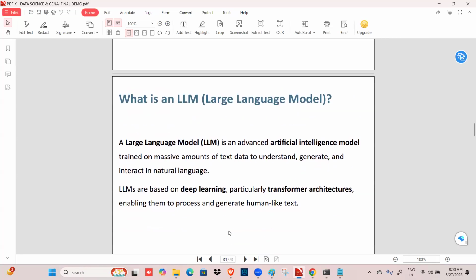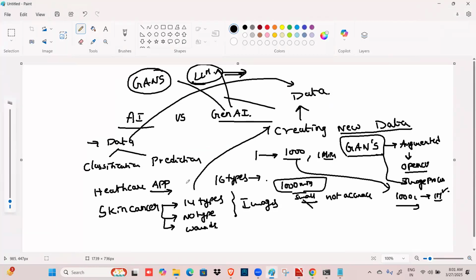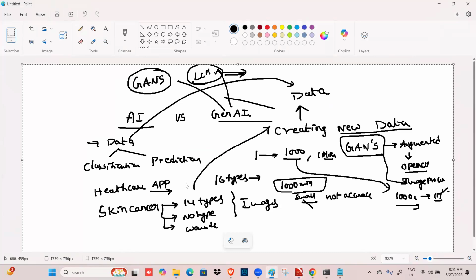And what is an LLM? LLM is a large language model, and it is one of the AI models, trained on massive amounts of text data to understand, generate, and interact with natural language. LLMs are based on deep learning, particularly transformer architecture, enabling them to process and generate human-like text. So what is the need for designing these LLM models? LLM models are nothing but AI tools which help in various domains.